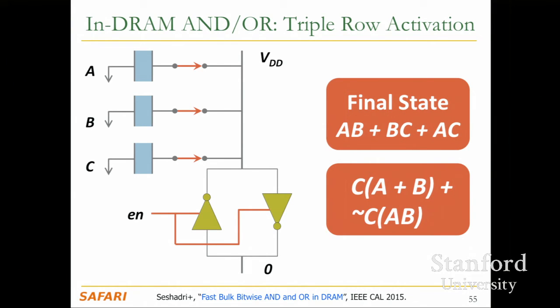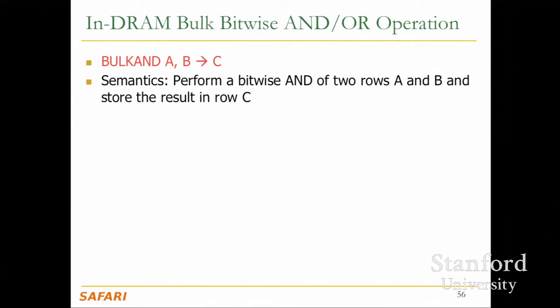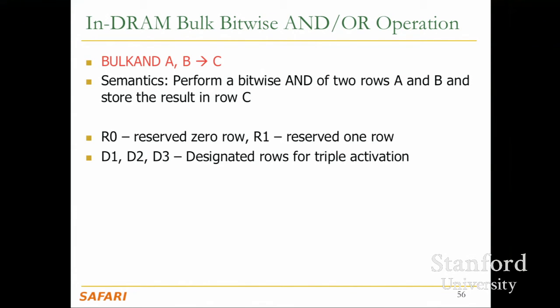So I'm going to give you the instruction semantics in a little bit. It destroys the data; in the end, the result becomes whatever you have over here. So you can imagine an instruction that looks like bulk AND, with semantics like that. And this is one way of implementing it. You can reserve a row set to 0, reserve another row set to 1, and you can have designated rows for triple activation.